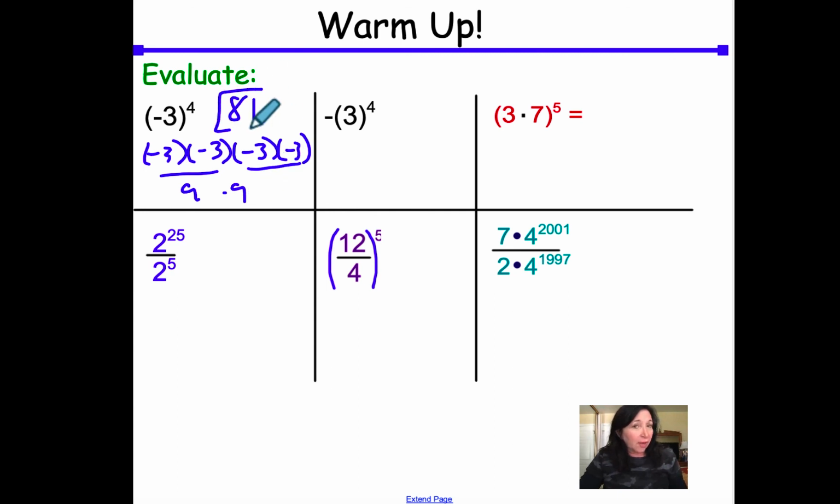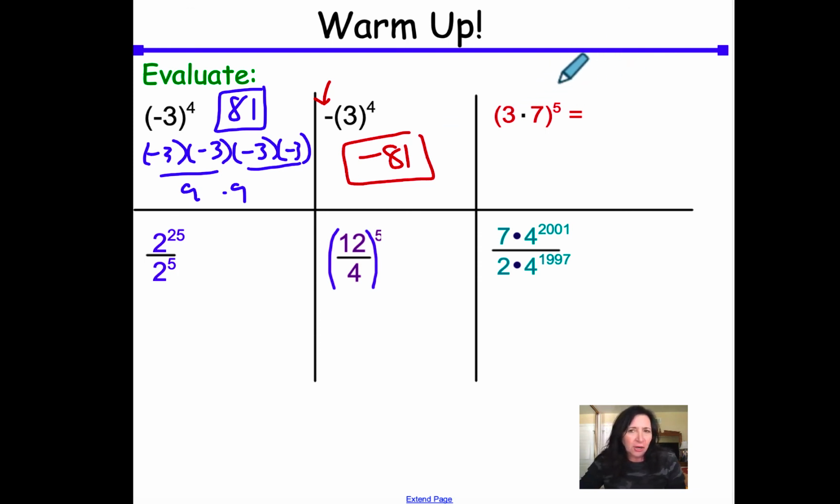Don't put an equal sign. There's no equal sign. Don't add one if there's not one there. It's not an equation, it's an expression. This problem here, however, is saying take the opposite of whatever 3 to the 4th power is. So we know 3 to the 4th power is 81. So the opposite of that is negative 81.